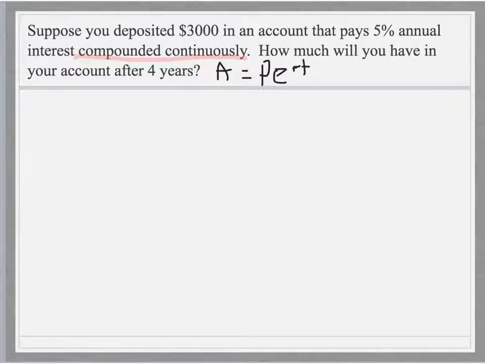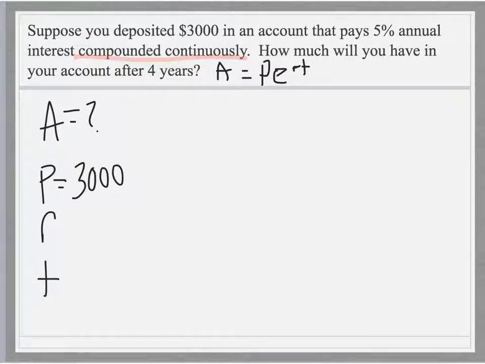Okay, so let's go ahead and I like to set it up the same way we did. So A, P, we don't need E, R, T. And then now let's go ahead and fill in what we know. Well, we don't know the ending amount. That's what we're trying to find. Our P is 3,000. Our R is 5%, which we need to write as a decimal, so 0.05. And then T is 4.